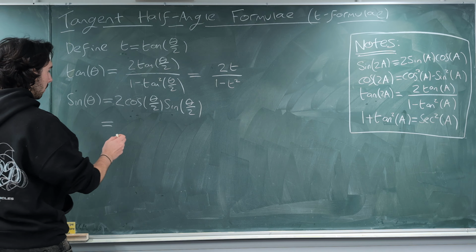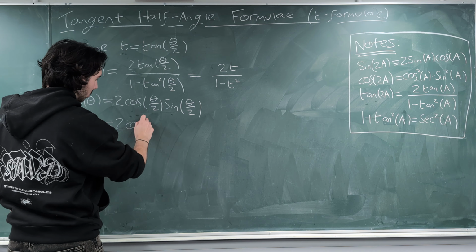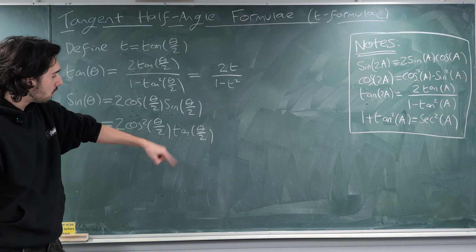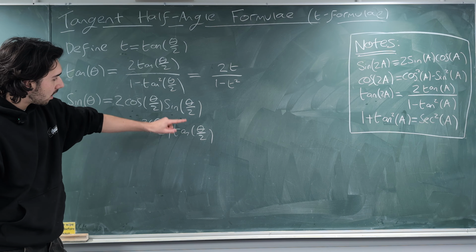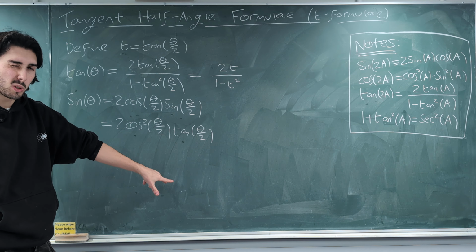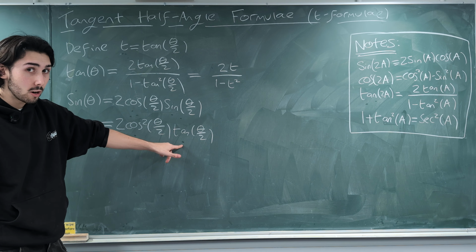Just stay with me for a moment. I'm going to write this as 2 cos squared theta over 2 times tan of theta over 2. And this is because tan is sine over cos. So I would have sine over cos, and then it's times cos squared, and one of the coses would cancel out. So we would get that. This is the same, okay? It's just tan is sine over cos.